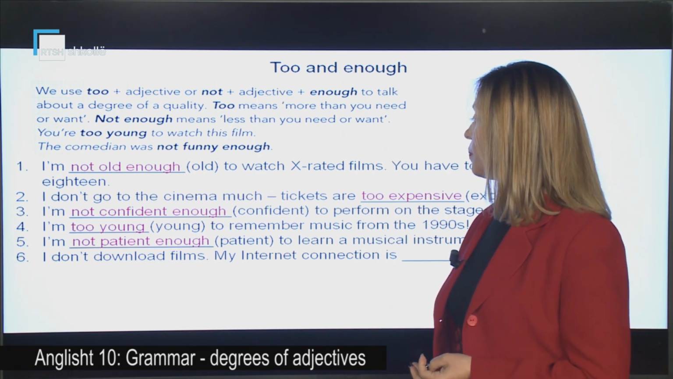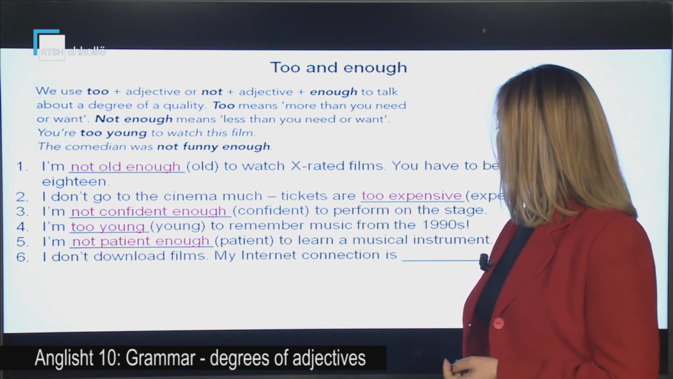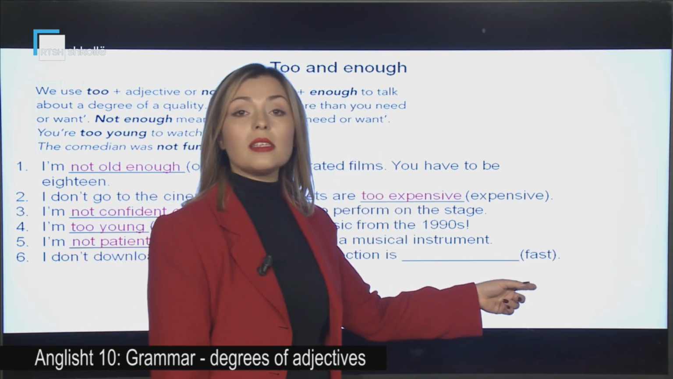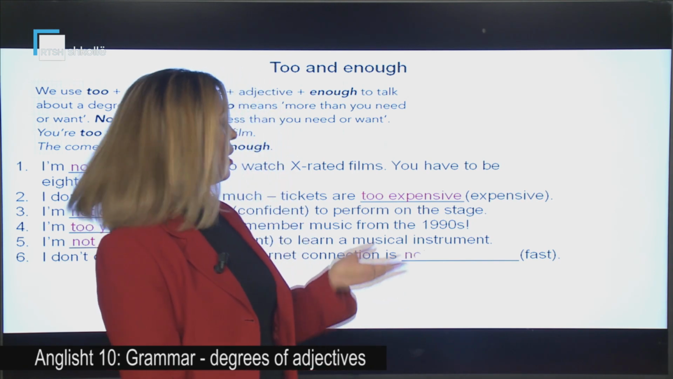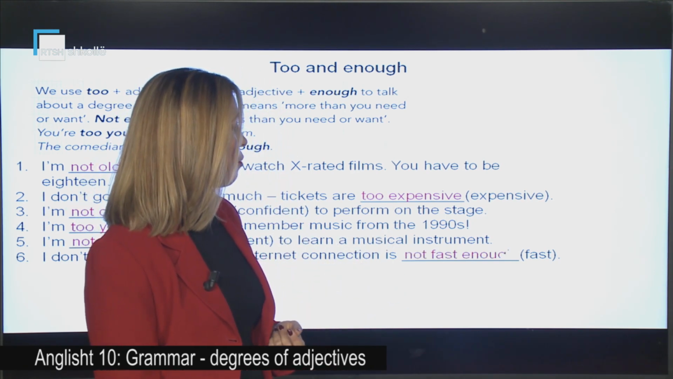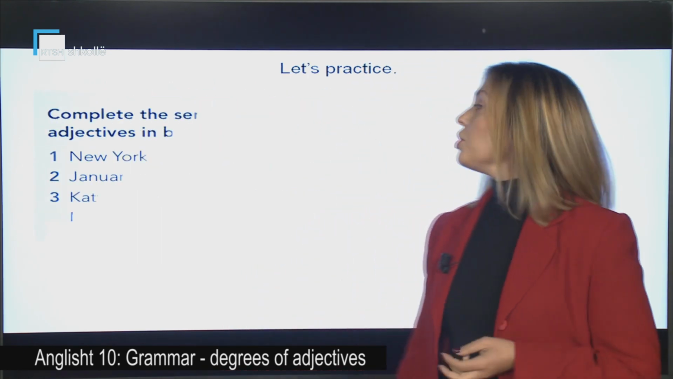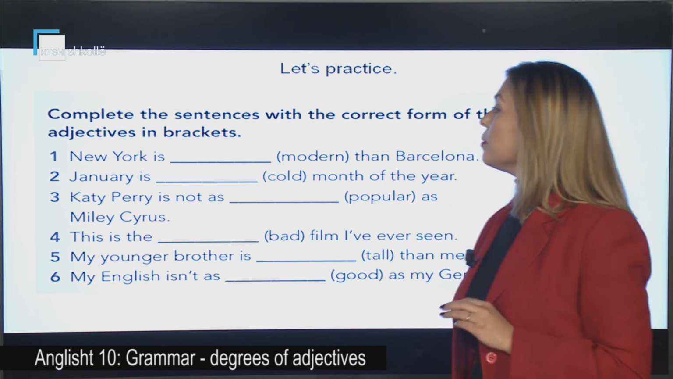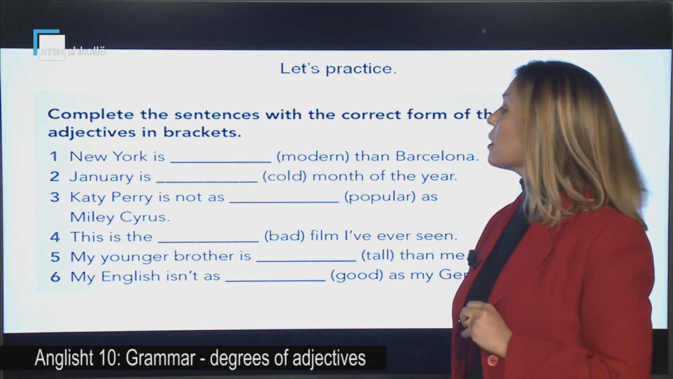Number 6, I don't download films. My internet connection is it fast? Since I cannot download it, it is not fast. So, is not fast enough. Okay? Let's continue a little bit more with our practice. We have one more exercise. Complete the sentences with the correct form of the adjectives in brackets.